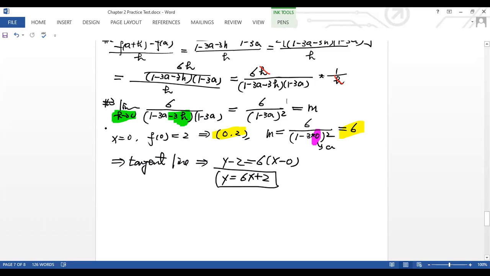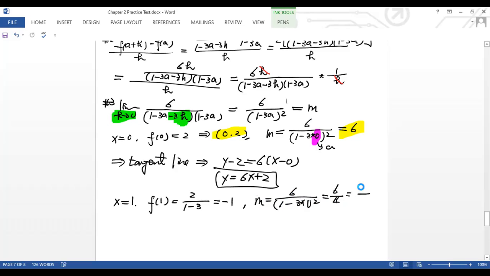Okay, let's try again when x equals 1. So when x equals 1, now what is my f of 1 here? F of 1 is 2 over 1 minus 3, right? So this will be negative 1. Okay, now let's do the slope again. So it's 6 over 1 minus 3 times 1, the whole thing squared. So this is 6 over 4. So this is 3/2. This is the slope.